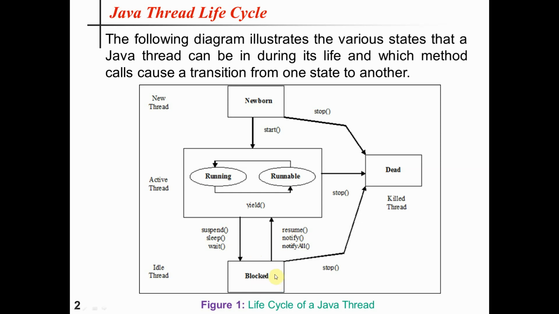Now comes the final state, called the dead state. A Java thread may enter this state when it has finished working, that means it has already executed all the statements in the body of its run method. That is, if a thread has executed all the statements inside the body of the run method, it is called natural death. So that is the most common one.